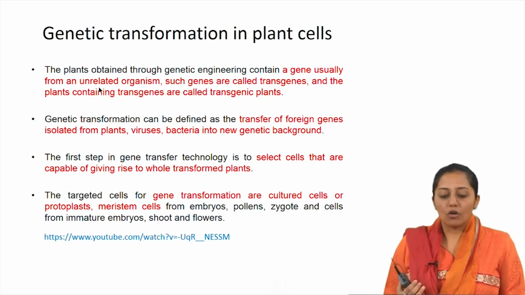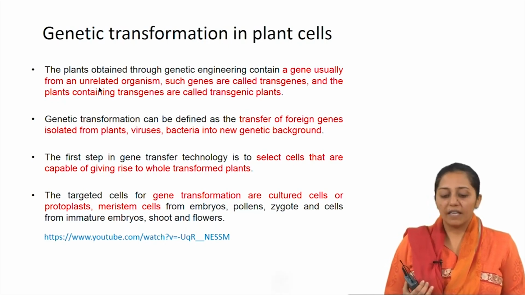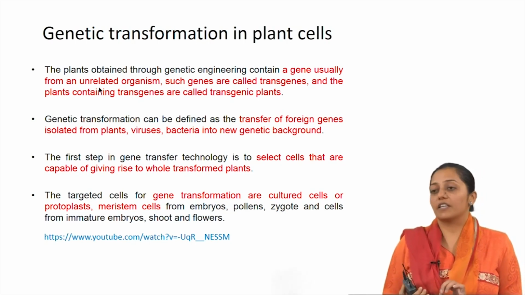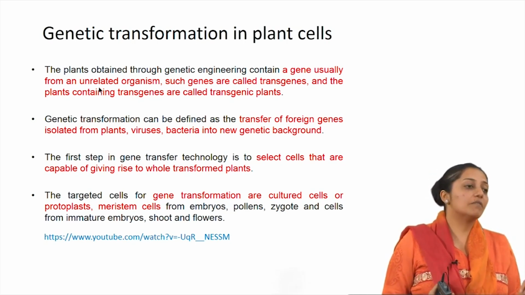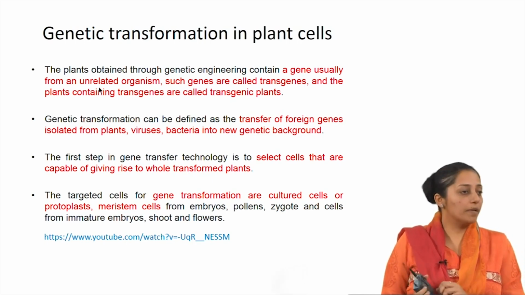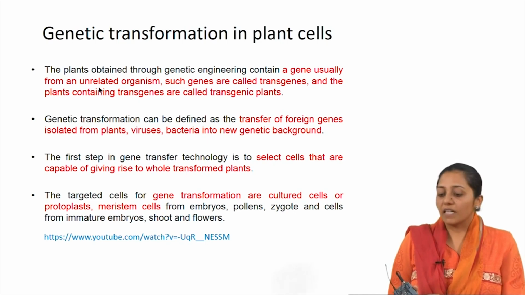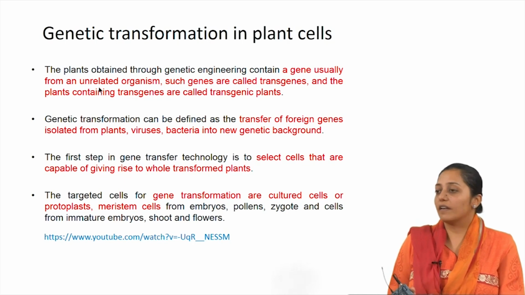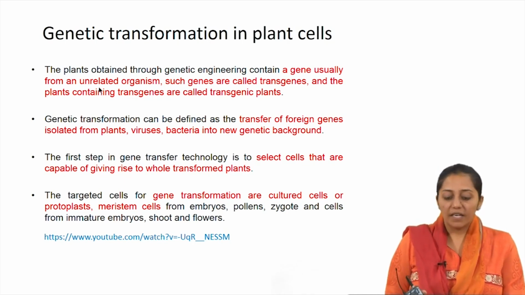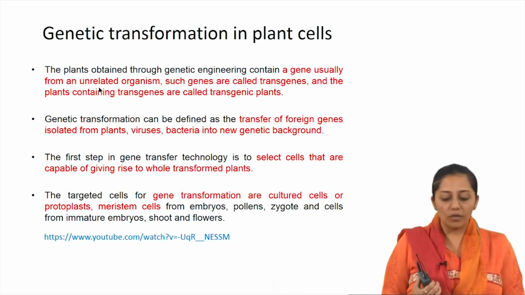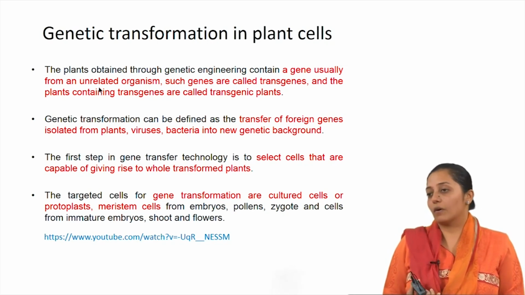Now, the plants which are obtained through genetic engineering contain a gene usually from an unrelated species. When we say transgene integration, it means that a gene which is not present in the plant has been transformed into the plant chromosome. Such genes are called transgenes, and the plants containing the transgenes are called transgenic plants. Genetic transformation can be defined as the transfer of foreign genes isolated from plants, virus, bacteria into a new genetic background.